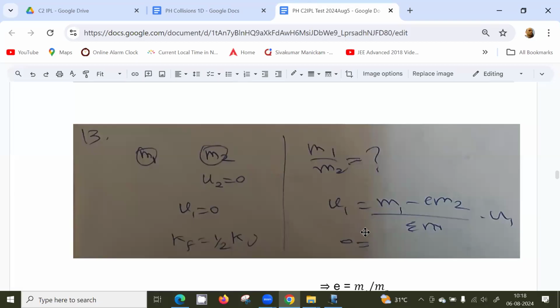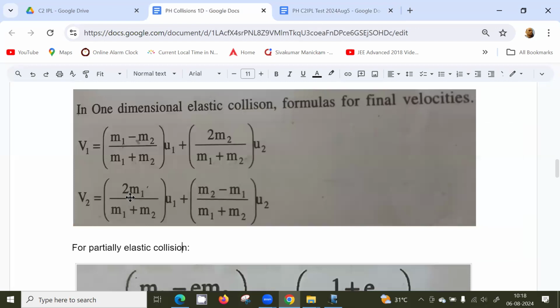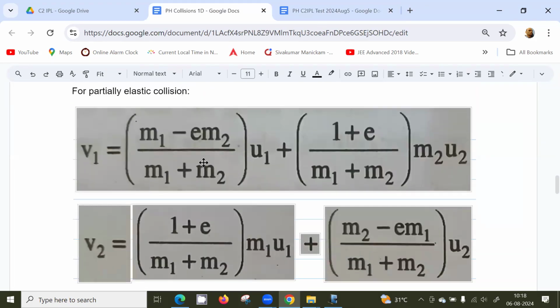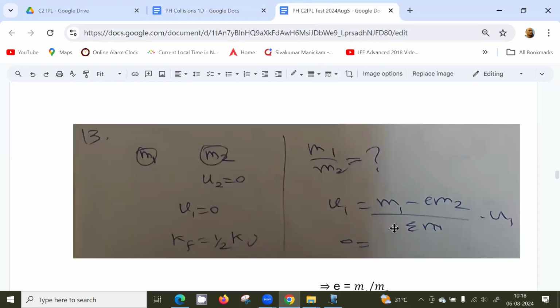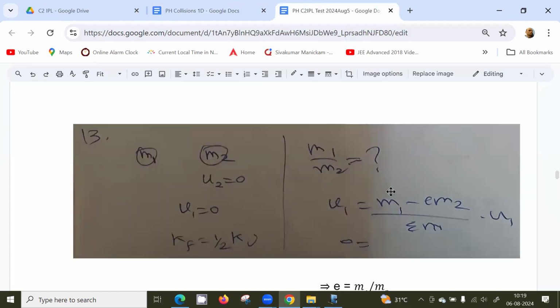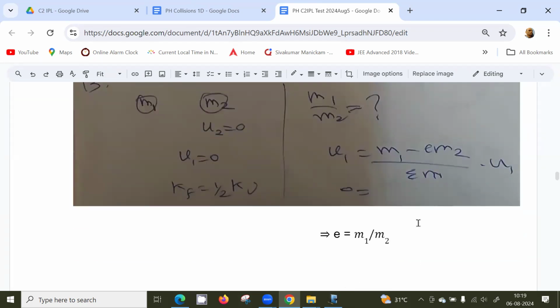Okay, so again, I can use that formula to find the final velocities after collision. Kinetic energy is lost, right? So it's an inelastic collision. I will use this formula. So V1 I'll get as (M1 minus E M2) by total mass into U1. This second term will not come because the second mass is at rest to start with, so U2 is 0. So only the first term will come. So V1 is M1 minus E times M2 by the total mass into the initial velocity of the first one, and this is equal to 0. It's given in the question. From there, I'll get E as M1 by M2, the ratio of the masses.